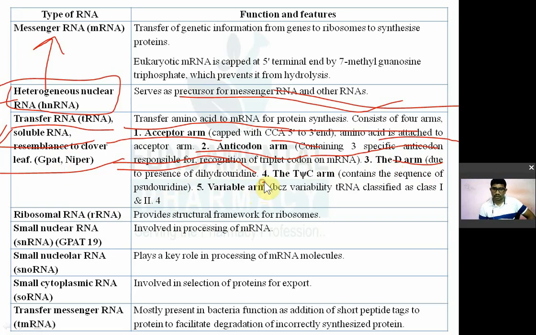Now fourth one is the T-Psi-C arm. So it consists of a sequence of pseudouridine. Pseudouridine रहेगा इसलिए T-Psi-C arm. Now next one is a variable arm. Fifth arm is a variable arm. So because of the variability, कुछ RNA में ये 10 to 20 base pair का रहेगा, कुछ RNA में 20 to 60 base pair का रहेगा. So depending on that, tRNA is classified as class 1 and class 2.